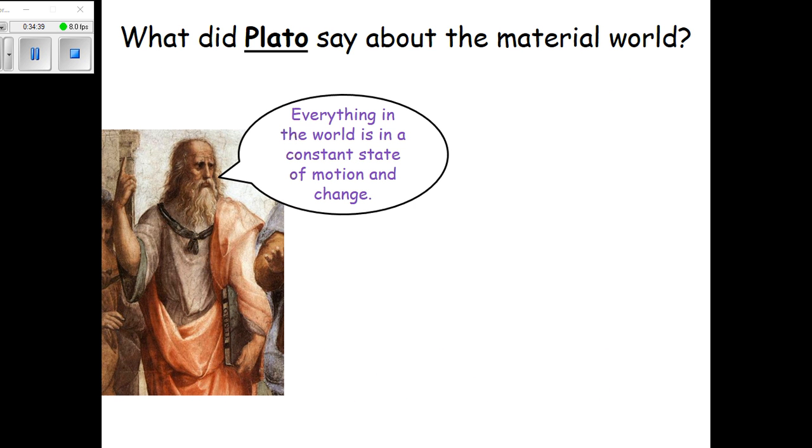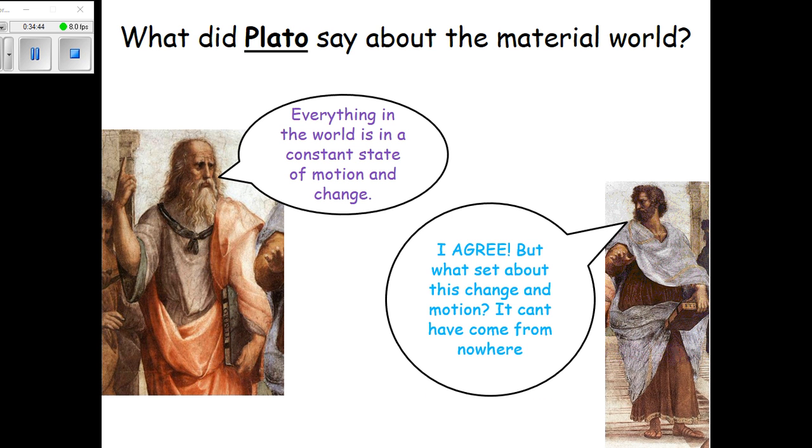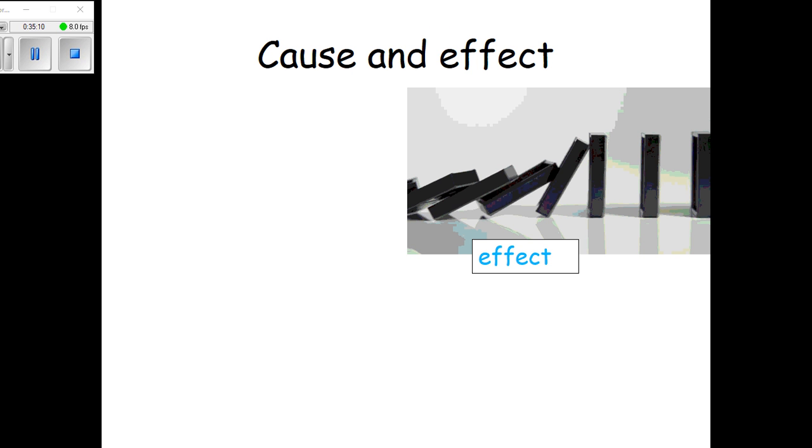So Plato said about the material world that everything in the world is in a constant state of motion and change. And Aristotle agrees. But everything for Plato is sort of aiming to fulfill the forms. And from your reading, you'll understand that the world, according to Plato, was created by the demiurge, which is sort of a god, but not a proper god. Aristotle says, what set about this change in motion? It can't have come from nowhere. So there's cause and effect, and every effect has a cause.